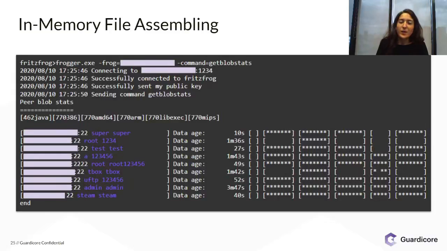One last thing I want to show you that we were able to do with our Frogger tool was to see the representation of file availability in the network. So for example, here we take a frog in the wild and we send the get blob stats command. We first connect to this frog over port 1234, which is the peer-to-peer port, and we send the get blob stats.